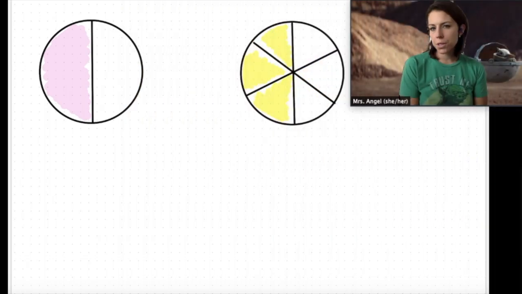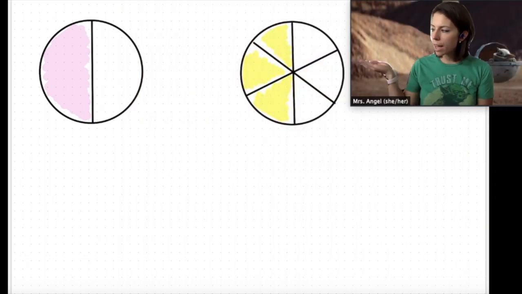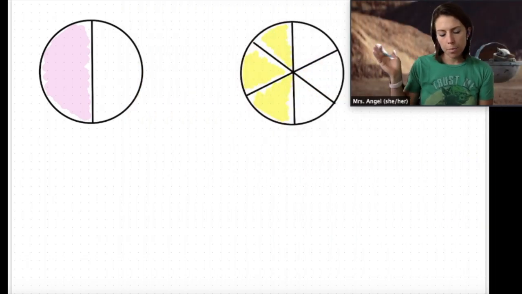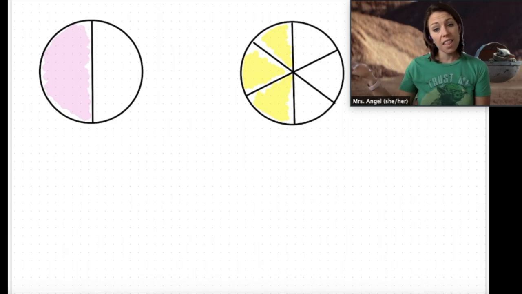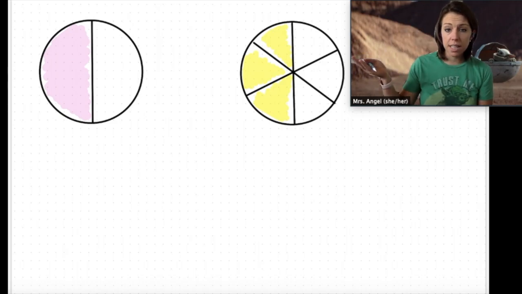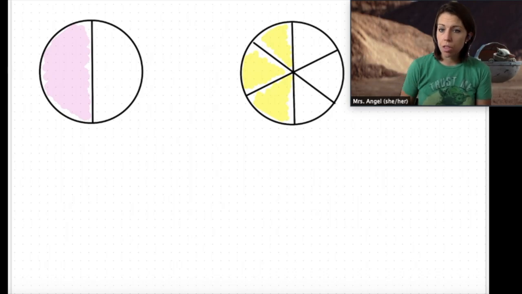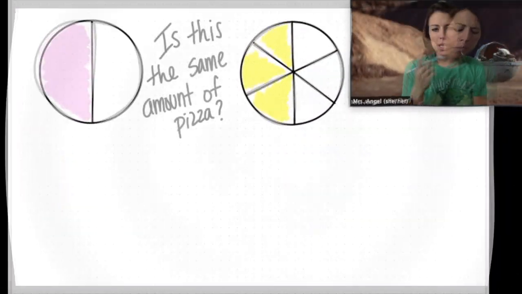Let's get started. To start off our lesson today, I've got these two pizzas. The pizza on the left is broken up into two slices, one on the left and one on the right. The yellow pizza directly next to me is broken up into 6 slices, and I've shaded in 3 of them. My question for you is, is this the same amount of pizza?